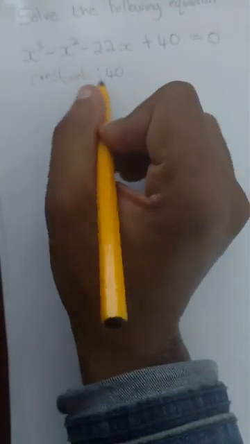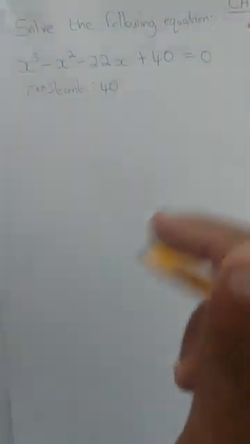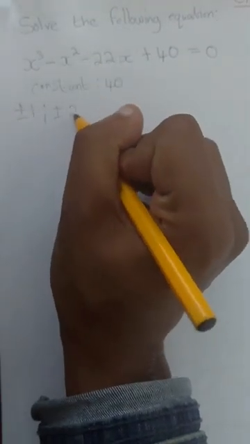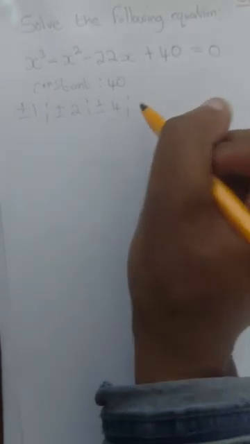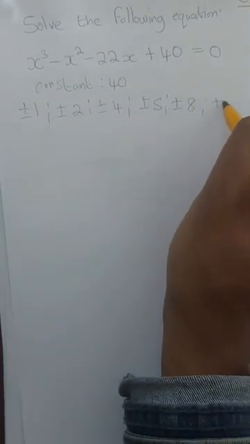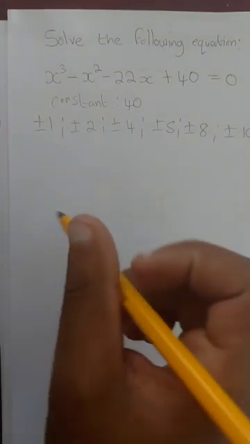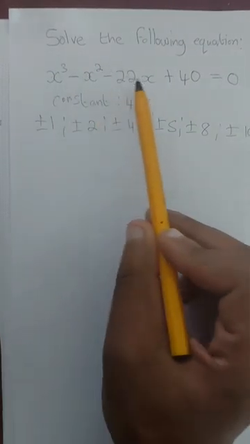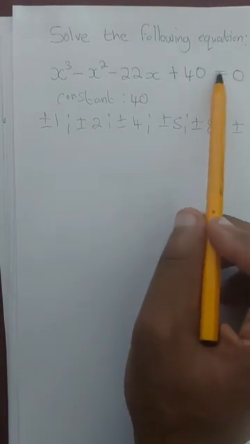So once you identify the constant term, you must therefore identify the factors of 40. The factors of 40 would be plus minus 1, plus minus 2, plus minus 4, plus minus 5, plus minus 8, plus minus 10. These are some of the factors of 40. And then once we know these factors, we must therefore substitute each and every one of them into this equation until we get a solution for this equation.